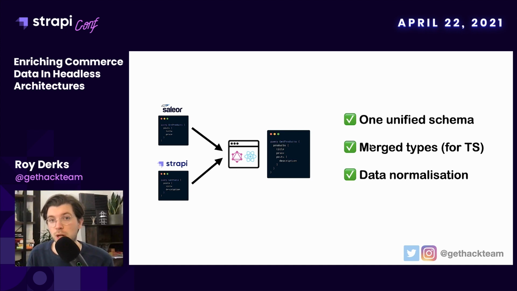And for them, it's a really nice way to introspect what's going on in your data, what the possibilities are, and what you want to be able to show to your users. And what's also nice to see is that there are merged types. So all the types from content in Strapi will be merged with types from content in Saleor.